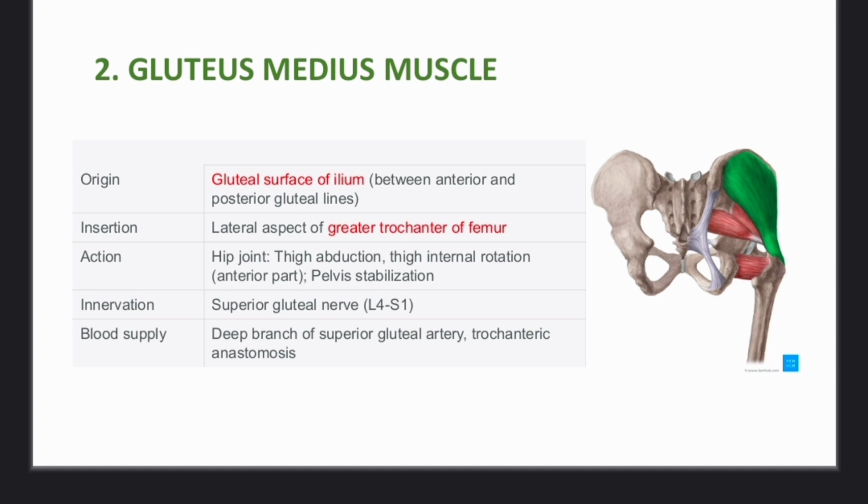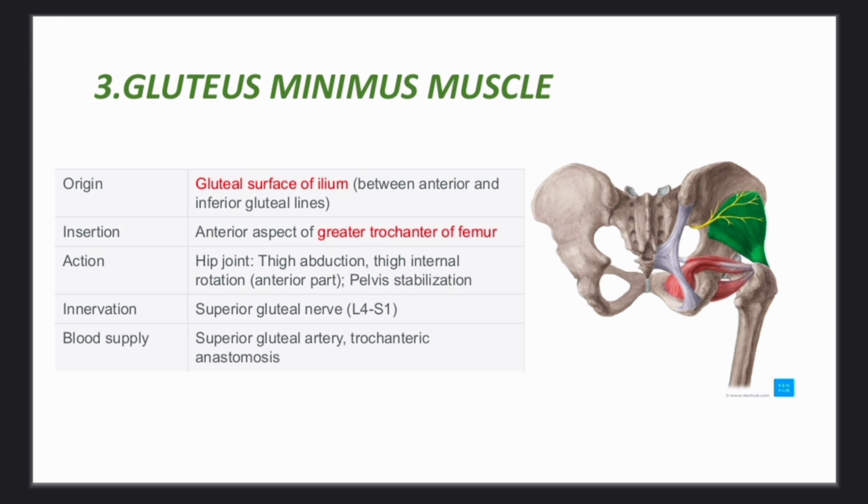Functions, the gluteus medius performs the following functions. There are abduction of the thigh at the hip joint, medial rotation of the thigh, and stabilization of the pelvis during standing and walking. Gluteus medius is especially important for maintaining pelvic stability during single leg stands, such as during walking. And important exam point, remember this: weakness of the gluteus medius can lead to Trendelenburg gait due to failure of pelvic stabilization. Third muscle, gluteus minimus muscle.